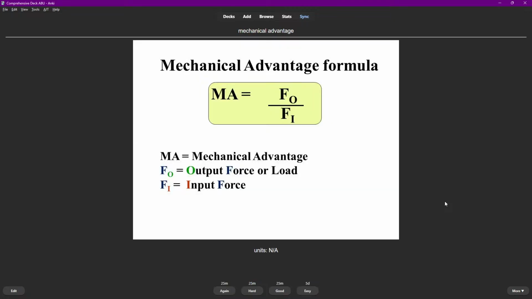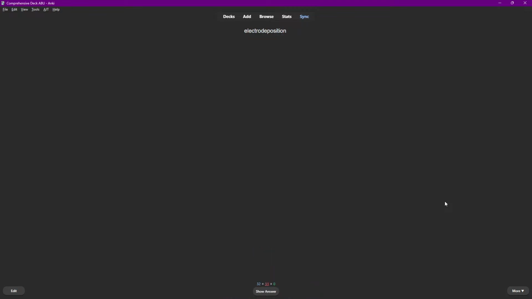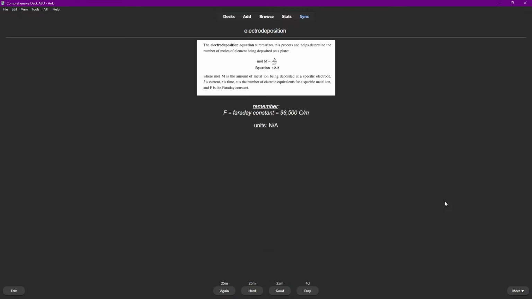Mechanical advantage is force out versus force in. I don't know that one. I have used it in physics, but I don't remember off the top of my head. Electrodeposition, that's the stupid one that I'm not going to include for now.